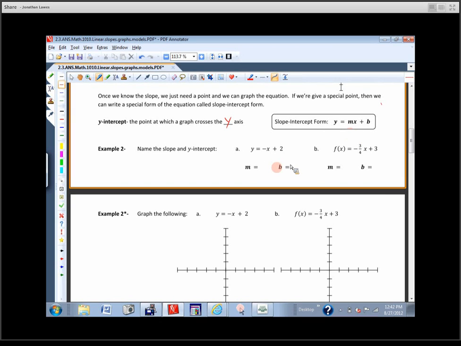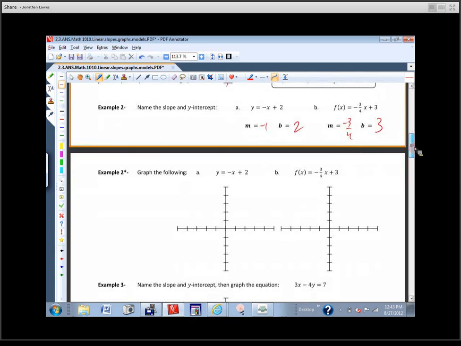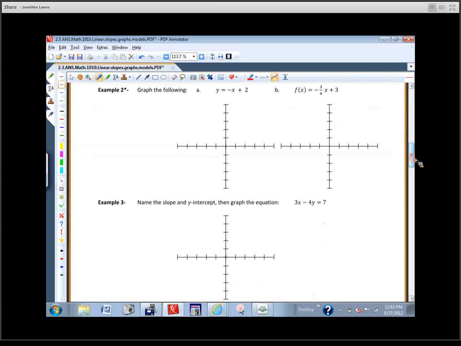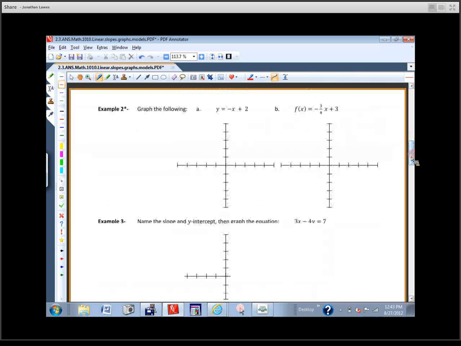So you have some problems that are literally this easy. What's the slope here? -1. And the y-intercept? Piece of cake, right? Slope here? -3/4, and the y-intercept is 3. That's simple. Okay, so let's flip over the page. The nice thing about this, and this is why you like this so much, is because if it's in this form, it's really easy to graph.